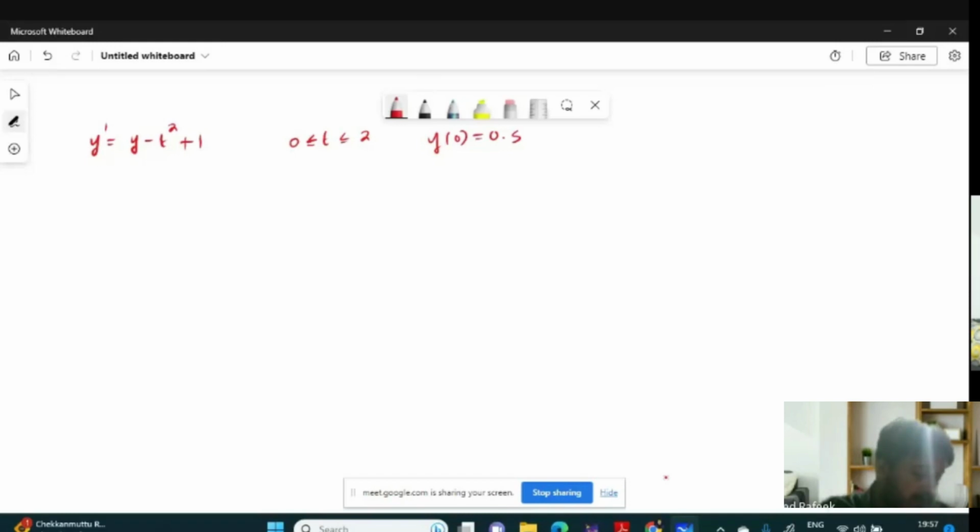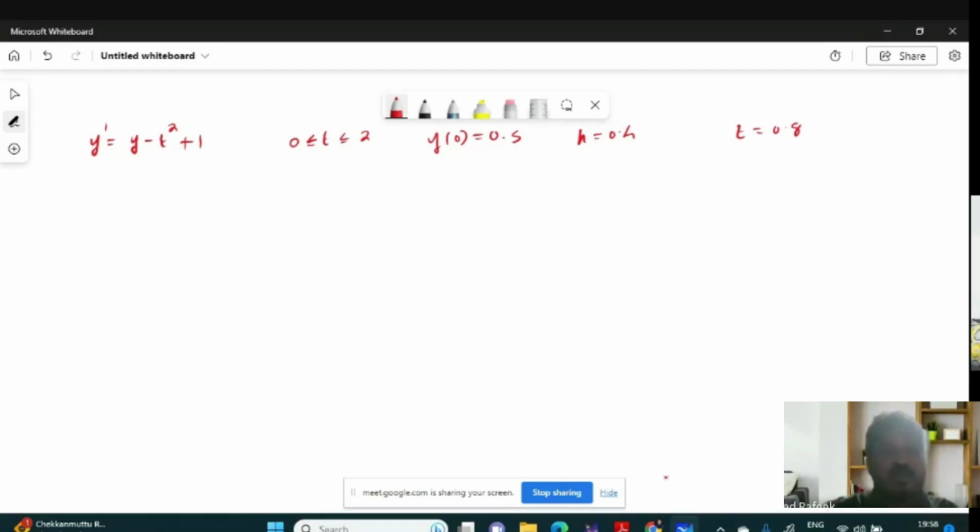We computed using Euler's method with step length h equal to 0.4. If y of 0.8 and w of 0.8 denote the exact and approximate solution at t equal to 0.8, then the error bound for Euler's method is given by.